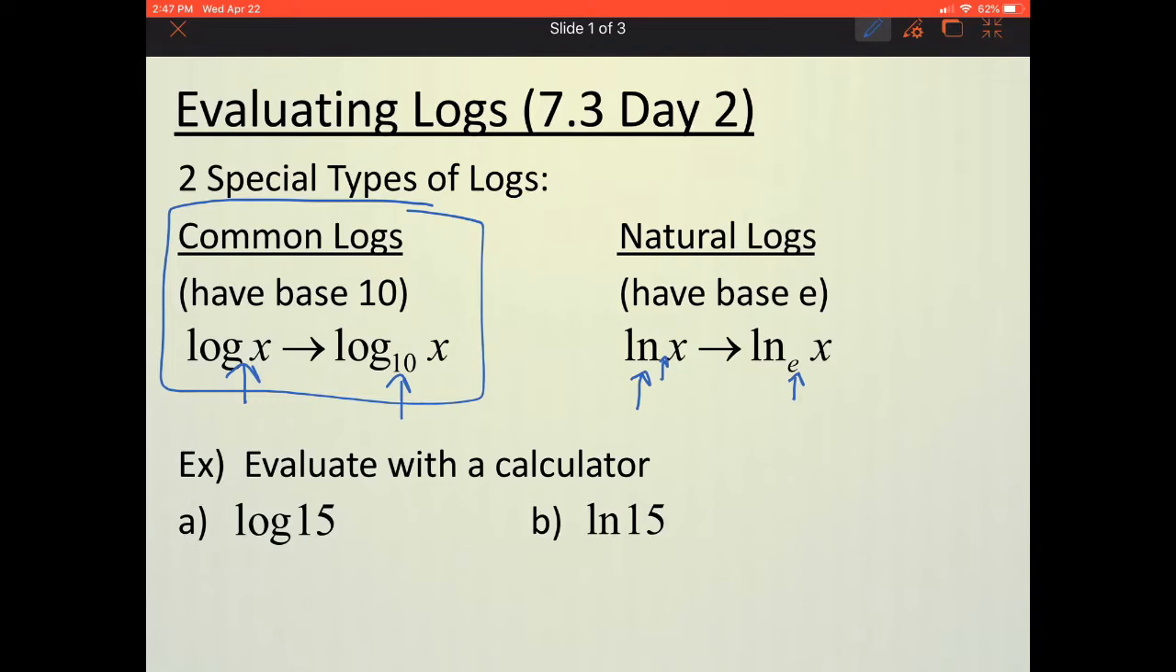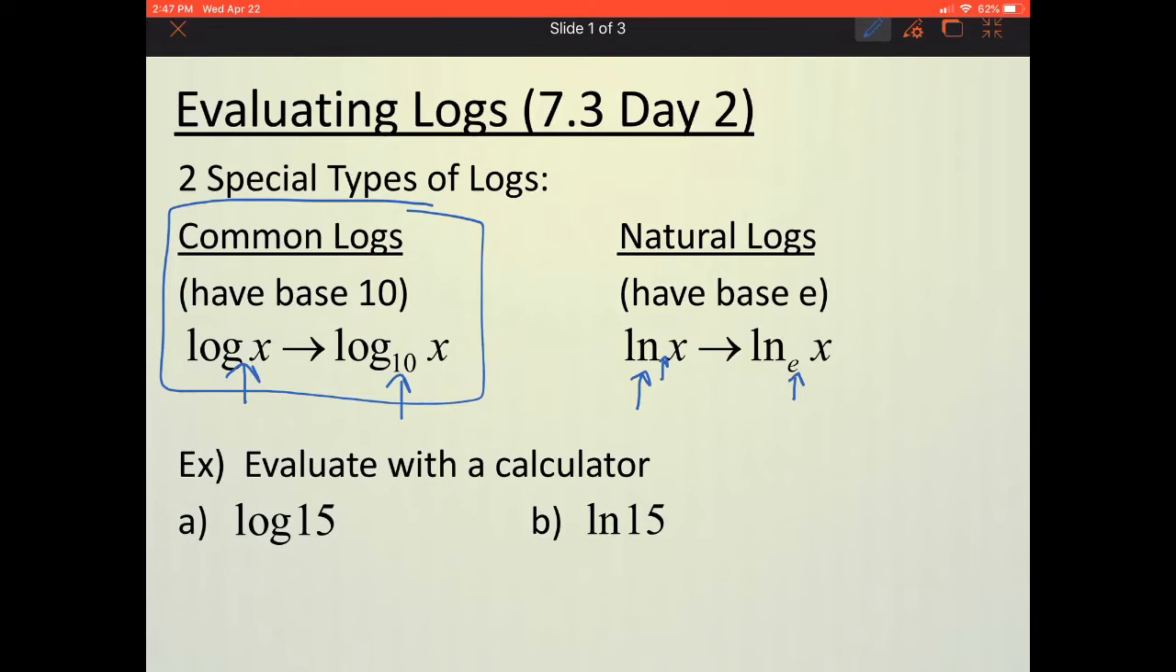All right, so let's start evaluating. So I've got these two logs here that we're going to start by evaluating on our calculator. Okay, so we're going to find the log of 15, and then we're going to find the natural log of 15. We're just going to type them right into our calculator. There are buttons that actually have log on them and natural log on them. They are in the left-hand column of your graphing calculator.